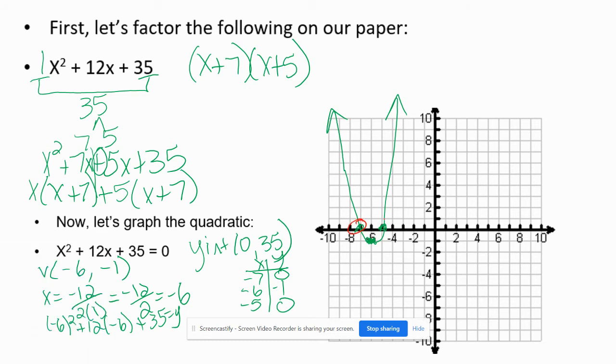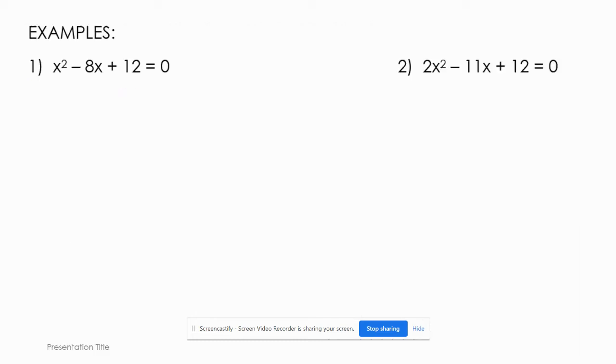But what do we notice about these two x-intercepts? Remember, this is our x-axis right here, and these two values right here. What I notice is that there's a +7 and a +5 in our factored form. And on our graph, our x-intercepts are a -7 and a -5. So they're the exact same value, just opposite signs. And there's a reason for that. It's because of the zero product property.